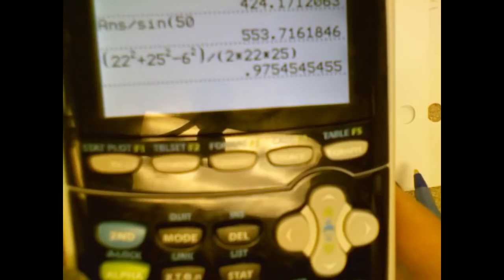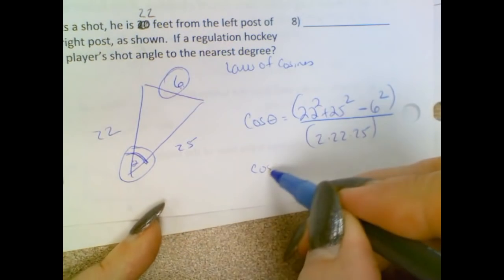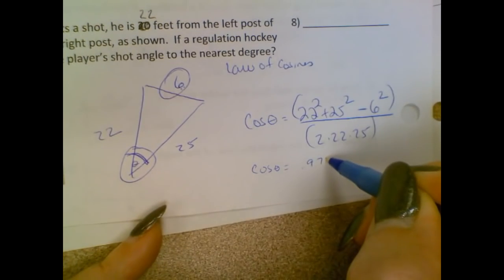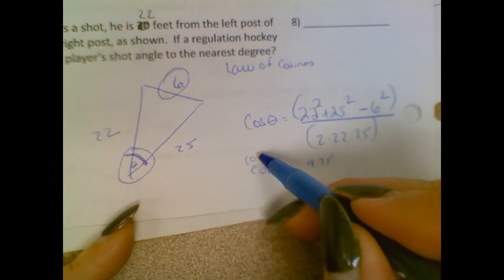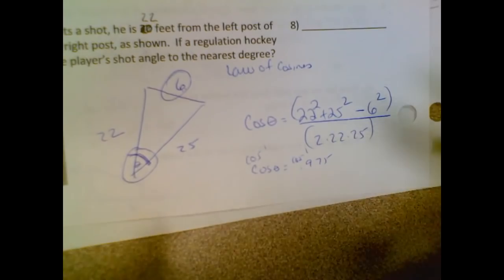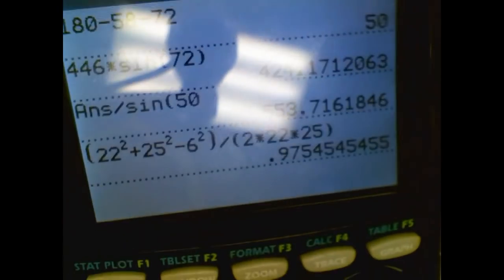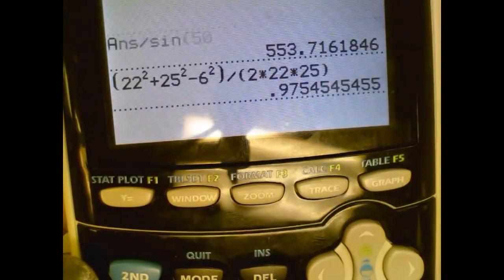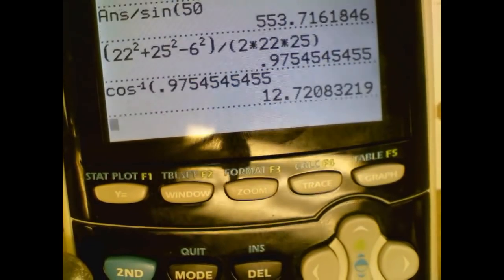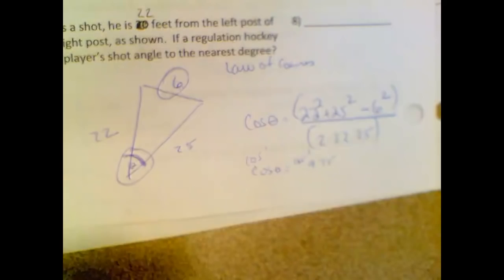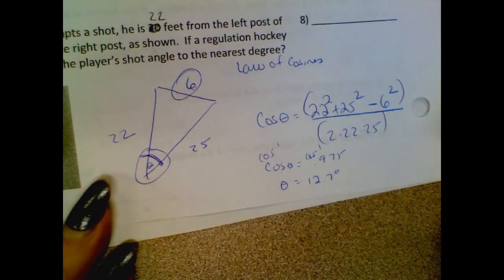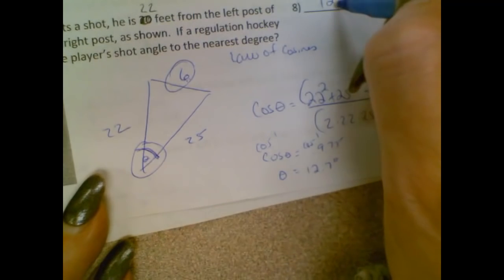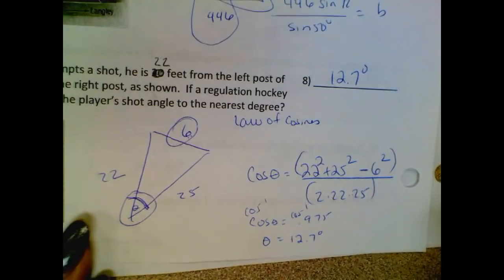Now that's not your answer. That's what cosine theta equals. So it's like this. In order to get theta by itself, you're going to do inverse cosine, both sides. So you're going to press second cosine. I'm going to go up and highlight this. See, I highlighted it. Bring it down, and then press enter. 12.7 degrees. So your shot has to be about a 12.7 degree angle. It's going to hit the goal, so 12.7 degrees. Whoops, there it is.